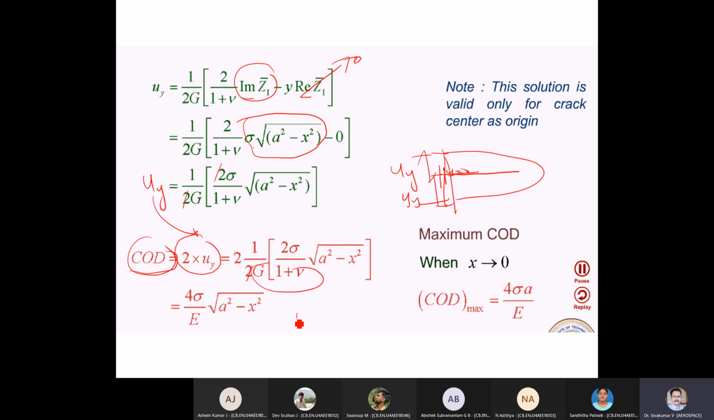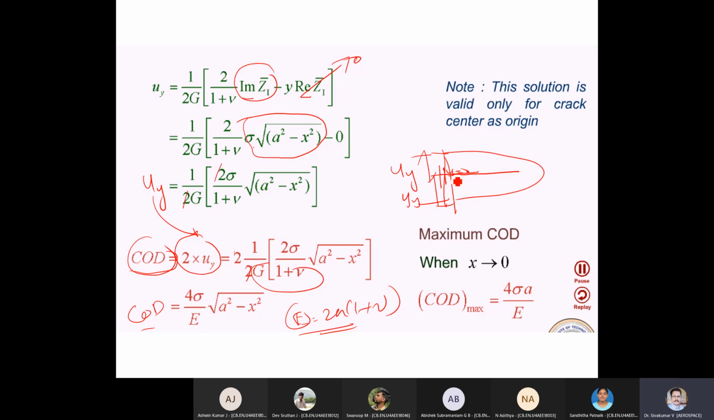You have the relation, no? E equal to 2g into 1 plus mu. This is the elastic constant relation. I'm just replacing g in terms of E. That's all I have done. Into a square minus x square. So my COD, crack opening displacement, is 4 sigma by E into root of a square minus x square.